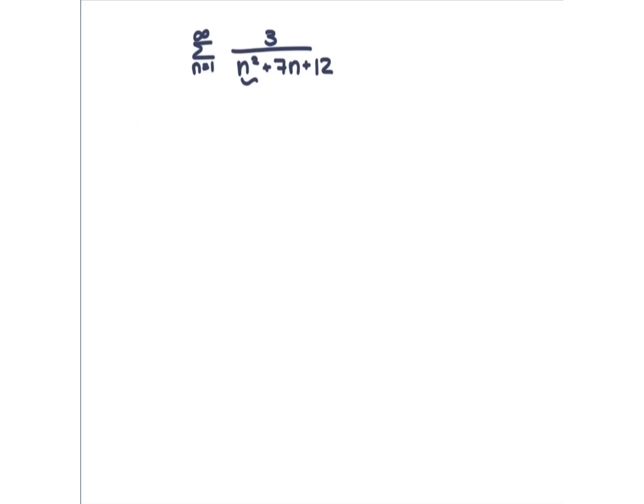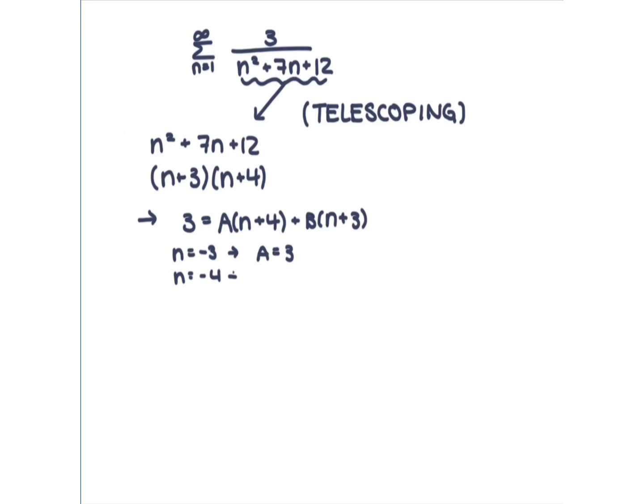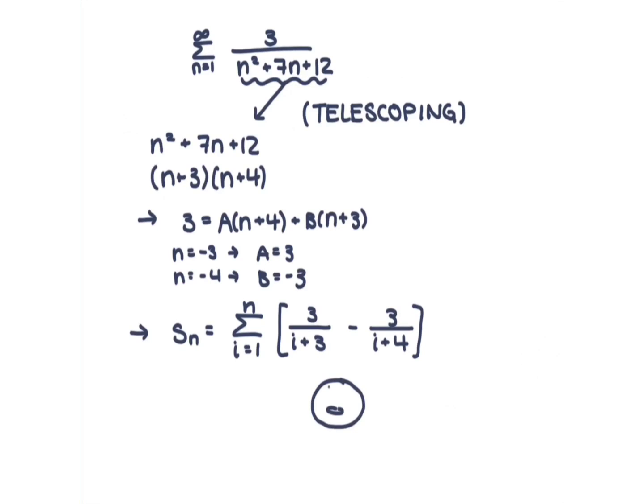Another series, it's a constant over a polynomial. We should use the telescoping series method. Lucky for us, we can quickly rewrite this into 2 fractions using partial fraction decomposition. Nice. But what do we do with this?